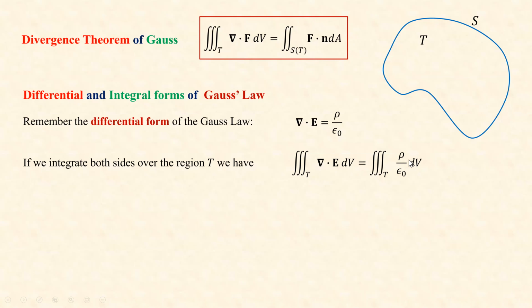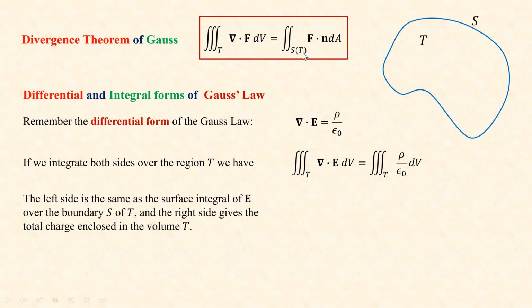On the other hand, this 1 over epsilon naught comes out, and the triple integral of rho dV is what? Because rho is the density, at any point it is dq over dV, meaning the small charge that is in the small volume. If you divide dq over dV, it becomes rho. So rho dV becomes dq. And if you add all the dq's inside the region, it gives you the total charge inside the region. So this side becomes a surface integral, and the other side becomes total charge, right? So the surface integral of E dot N dA is equal to total charge divided by epsilon naught. This is the integral form of Gauss law.